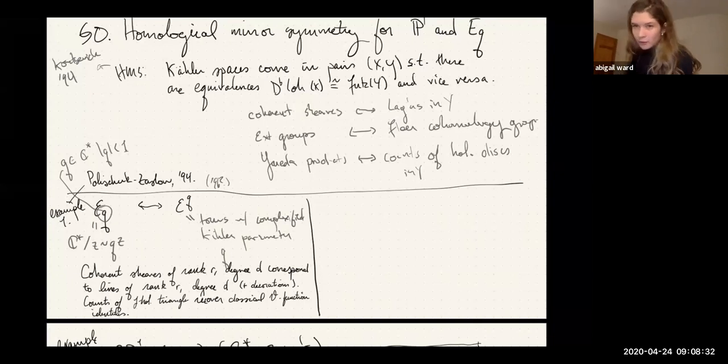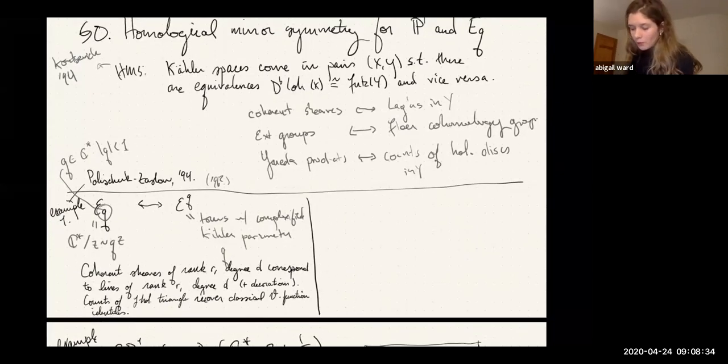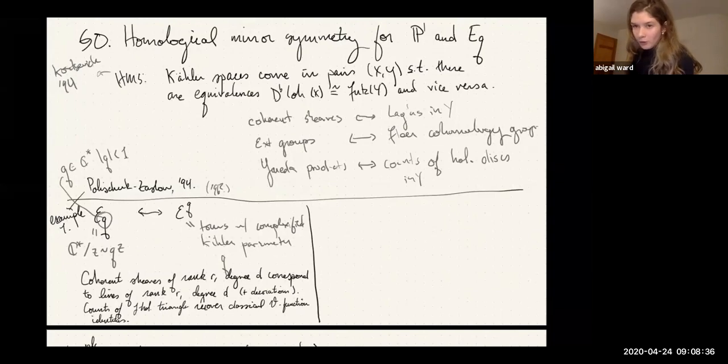And then the correspondence here: coherent sheaves on the elliptic curve, you can understand in terms of their rank and their degree. So line bundles are rank 1, degree d. And sorry, this doesn't make any sense. Instead of rank r, degree d, I should say sheaves of slope d over r. Sorry about that.